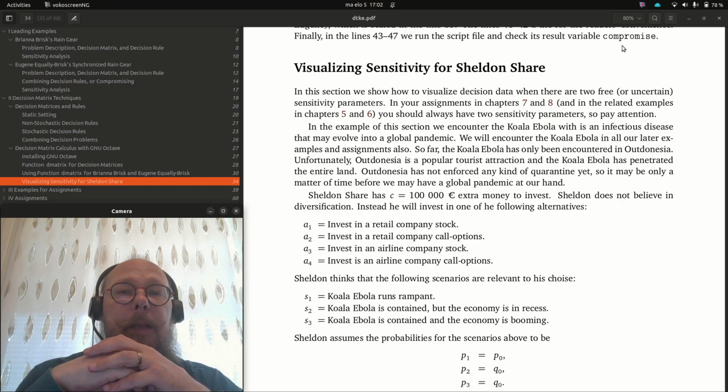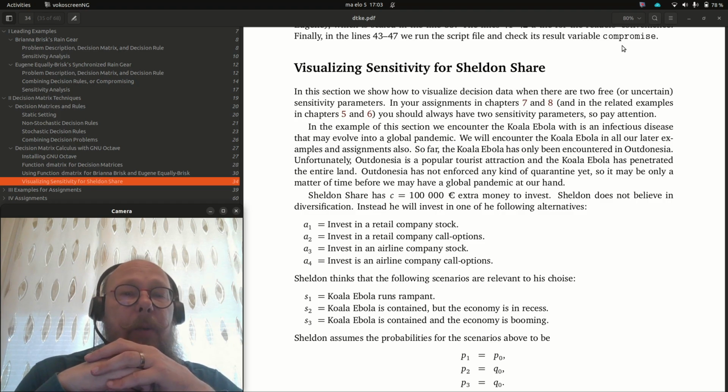In this example, we first encounter our disease called koala Ebola. It's an infectious disease that may evolve into a global pandemic or not. We don't know. So far the koala Ebola has only been encountered in Australia, but unfortunately Australia is a popular tourist attraction and the koala Ebola has penetrated the entire land. Australia has not enforced any kind of quarantine yet, so it may be just a matter of time until we have a global pandemic at hand. So this is the backstory.